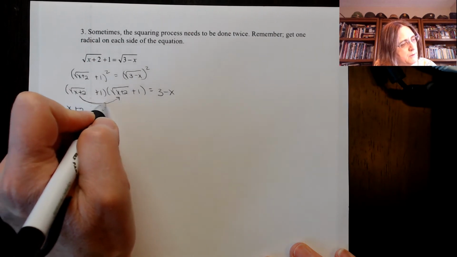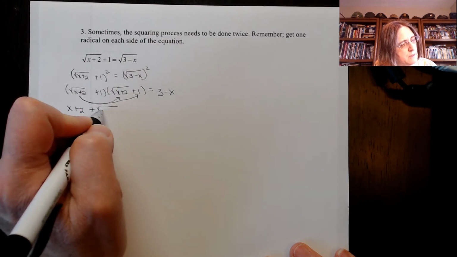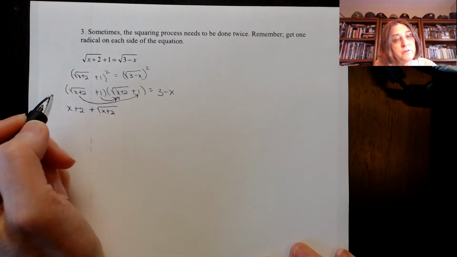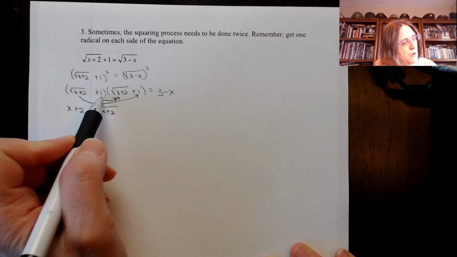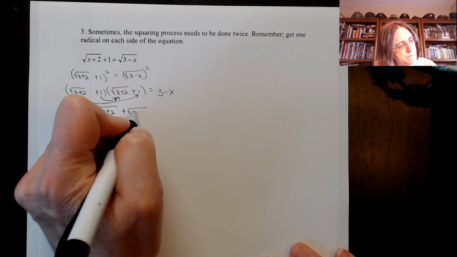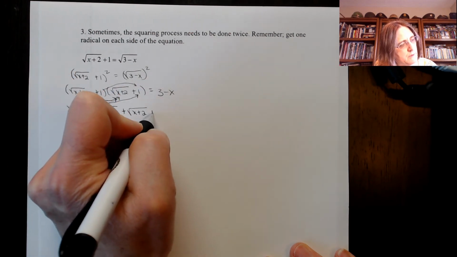Then we're going to do outer, which is root x plus 2 times 1, so that gives us the square root of x plus 2. The inner is the same value since we're squaring. The outer and inner are the same, so we have another 1 times root x plus 2. In our last term, 1 times 1 is 1.